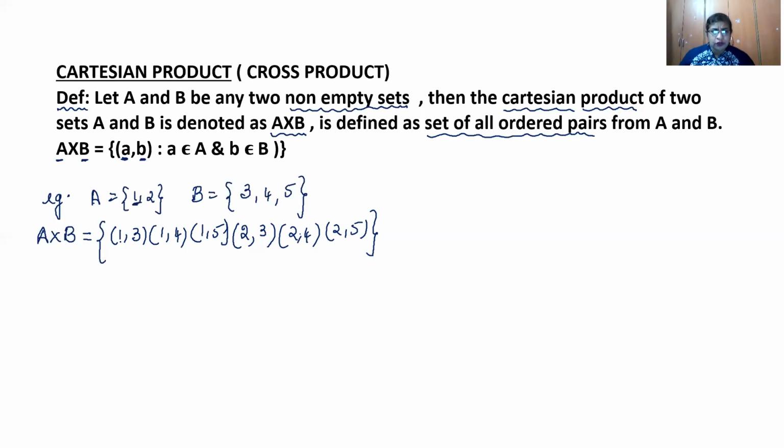The first elements, 1 and 2, are from the first set. The second elements, 3, 4, 5, are from the second set. That is the Cartesian product.